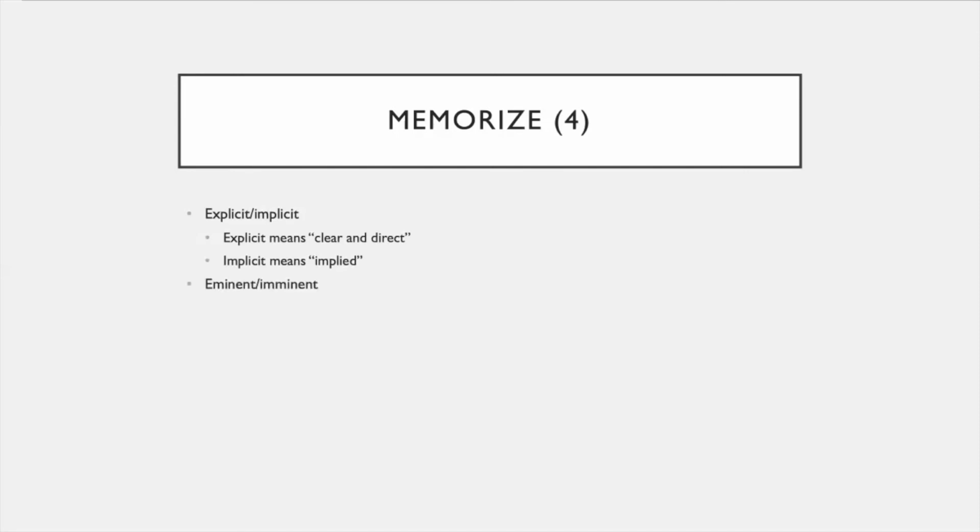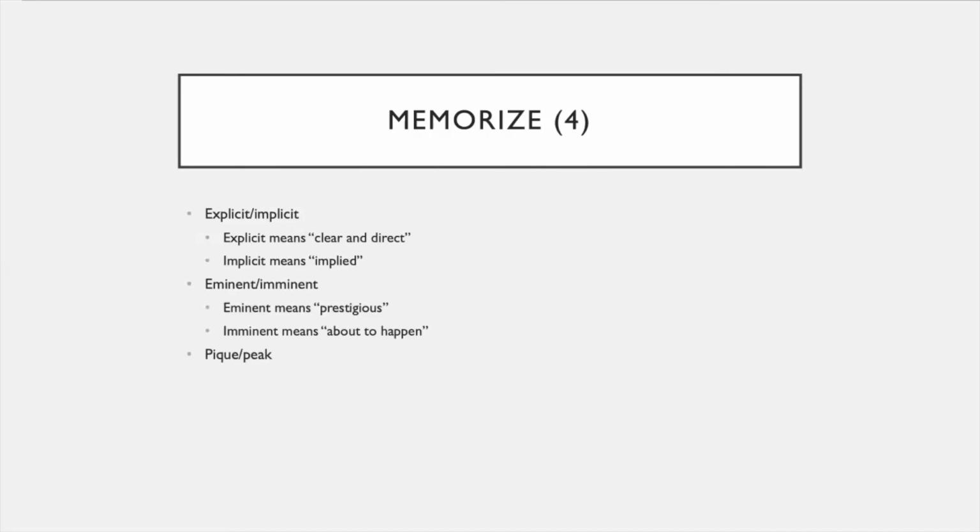And then you have eminent versus imminent. So eminent means prestigious and imminent means about to happen. And I like to remember this one by thinking of the word immediate. Immediate is also spelled IMM, and it's used to show some type of relationship with time. So that's how I remember it. Imminent, IMM, equals time.